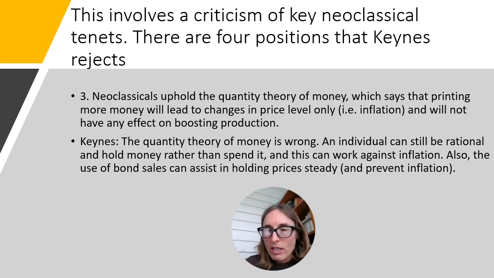He disagrees. He thinks that the quantity theory of money is wrong. He thinks that printing money can have an effect on boosting production, particularly if it's distributed in ways that then gets into the pockets of the least well off. Because we know from the previous slide that the least well off are more likely to be spending their money than investing their money. And that's going to boost production because it's going to provide a market for what is made and clear the market in that way.